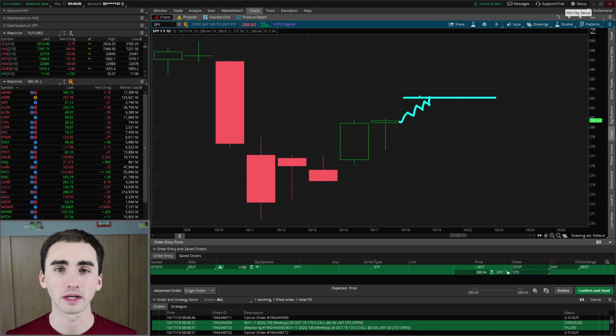So this is another way to automate your trading and essentially buy into a move if you think that once it gets up to 283, I just want to buy it because, you know, maybe you're using some kind of breakout strategy.